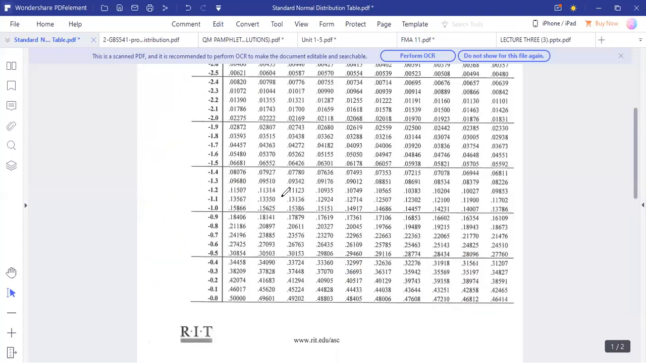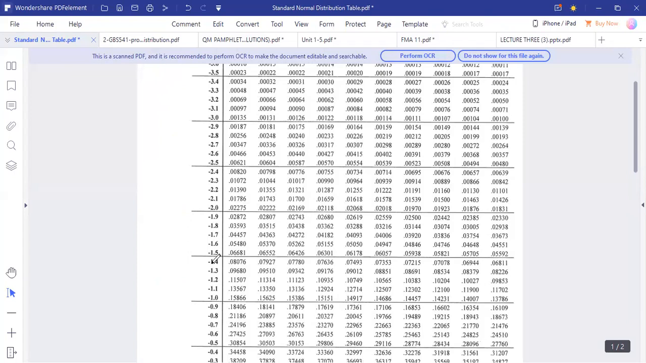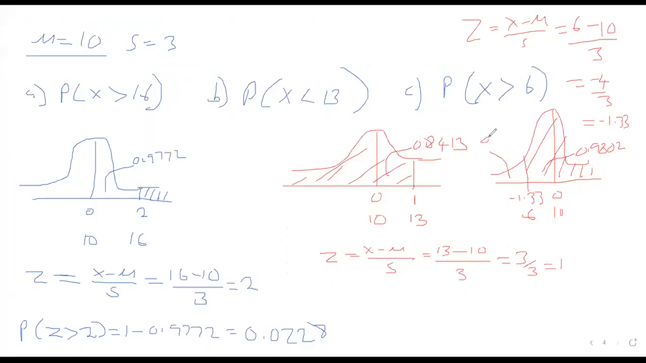If you're going to read on the negative side, 1.33, somewhere here, you get this one here, which is 0.0918. So it will give you the reading from here, 0.0918. So if you're getting this small region here, you would have to subtract from 1 because you're using the negative side of the quadrant.